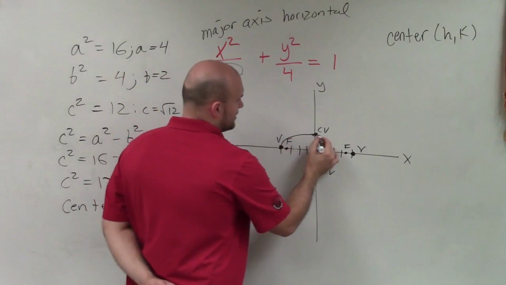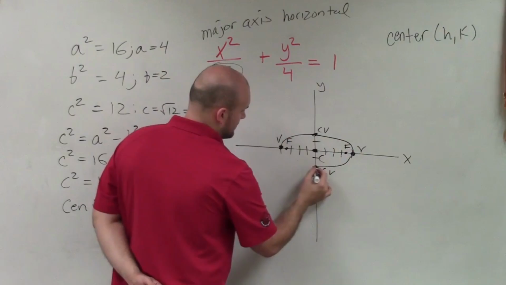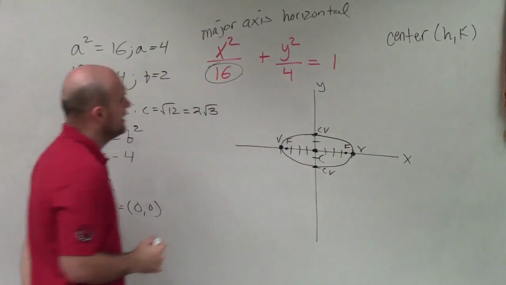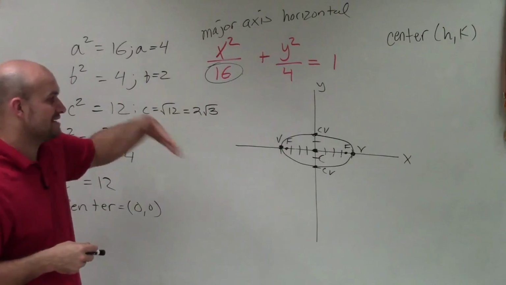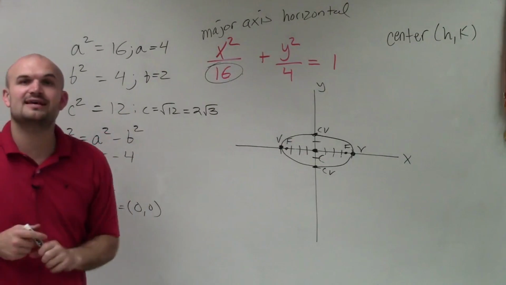Now I can go ahead and graph this. And there you go, ladies and gentlemen. That is how you graph your ellipse, as well as label the center, vertices, co-vertices, and foci.